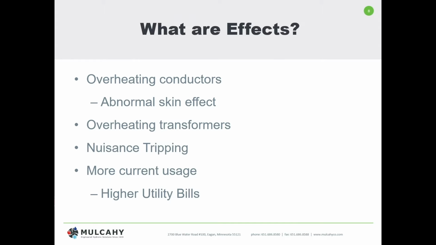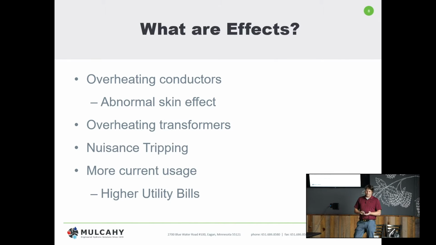So what are the effects? Well, you have conductors getting overheated due to abnormal skin effect. You have overheating of transformers. Both of those are using higher currents, which are creating nuisance tripping and leads to higher utility bills.